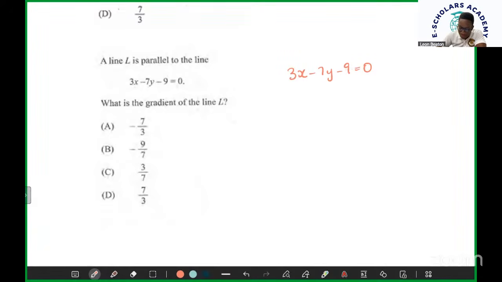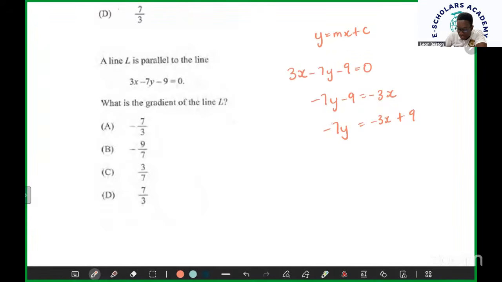Anyways, so we know we got to write it in the form y equal mx plus c. So this is not in that form. So we gotta take over everything except the y. So let me carry over this first of all. So we'll have negative 7y minus 9 is equal to, when we take this over, minus 3x. And then when I take over the 9, the minus 9 will become plus 9. So I'll have negative 7y is equal to negative 3x plus 9.